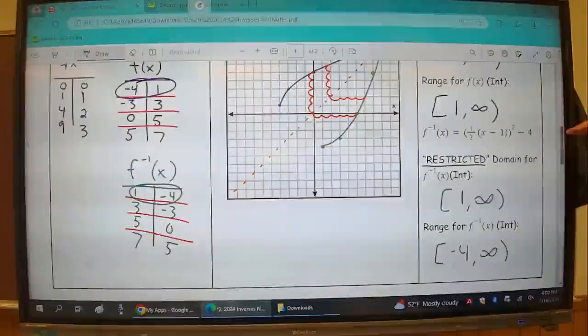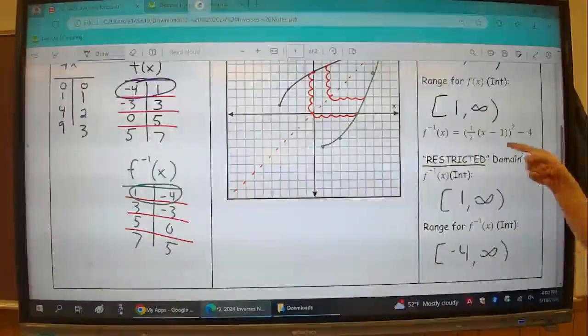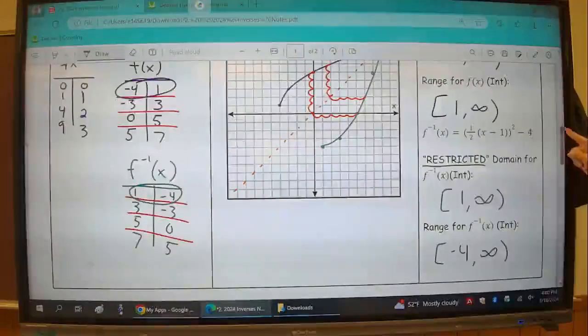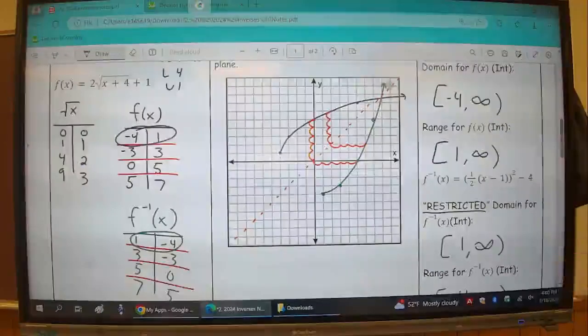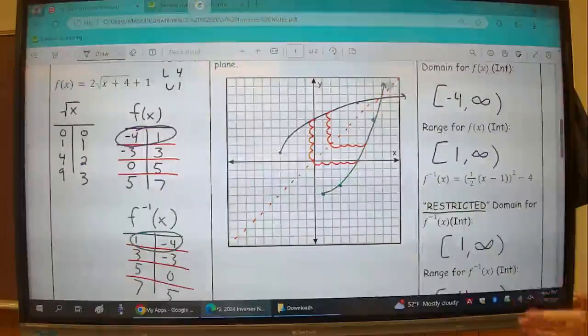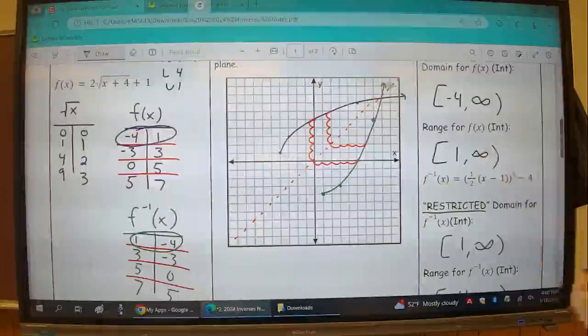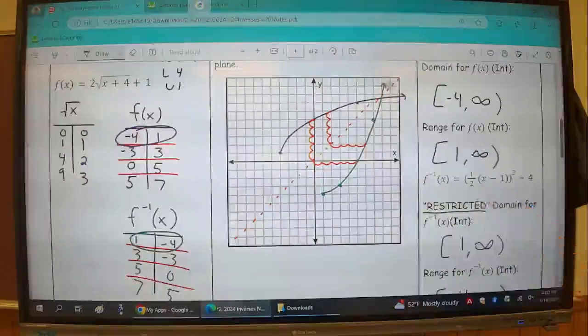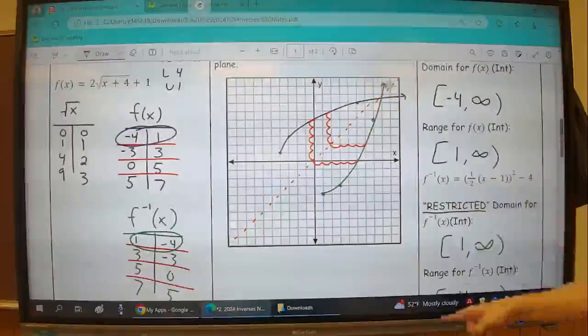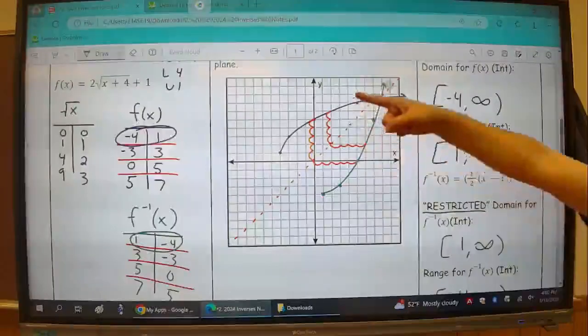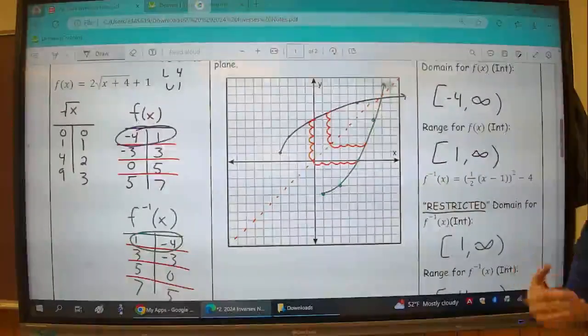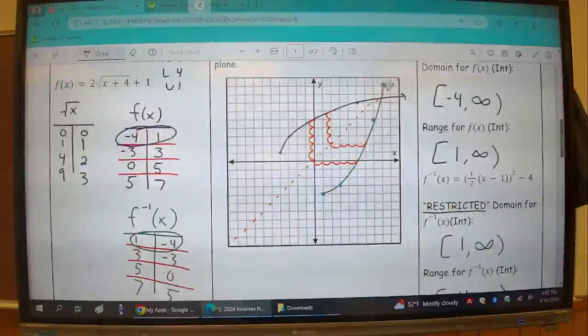Well, we gave you the inverse function right here. This is the inverse function of what we started with: 2 times the square root of x plus 4, plus 1. Inverted, it becomes 1/2 times (x minus 1) all squared, minus 4. You'll notice times 2 and times 1/2, plus 4 and minus 4, plus 1 and minus 1, square root and squared. We see all of the inverse operations.